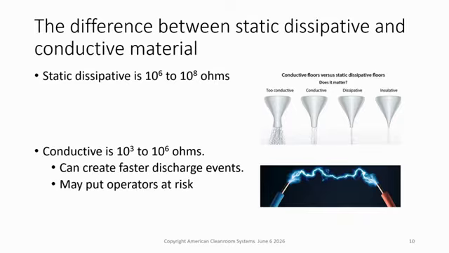There's a big difference between static dissipative and conductive material. Static dissipative values are higher, and they allow the electronic charge to slowly leave. Conductive is much less resistive and allows for much faster discharge events, even to the point of putting operators at risk by making them the ground.